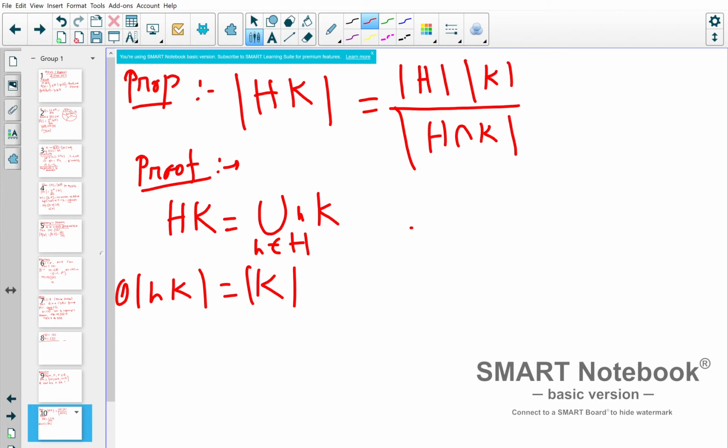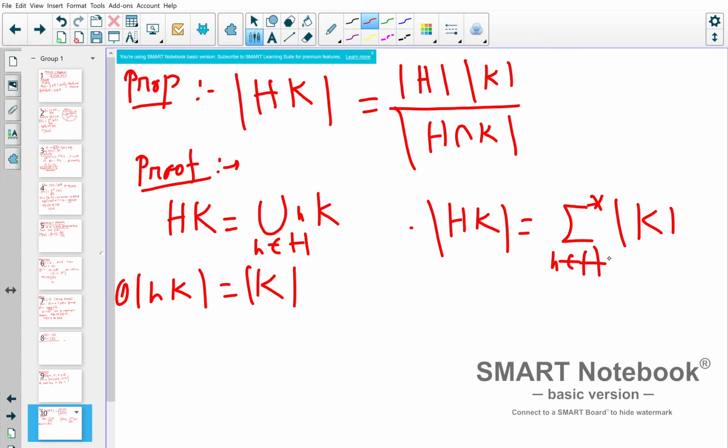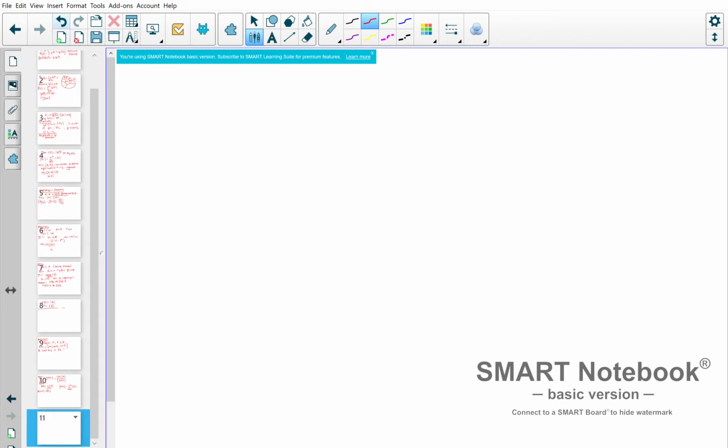So it is now enough to know how many such distinct left cosets there are of this form. So I want to know how many distinct left cosets there are of the form hK. Okay, so this is my next goal, to find out such things. Now how to find out these things?